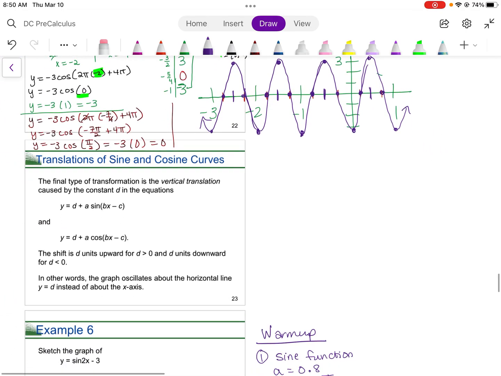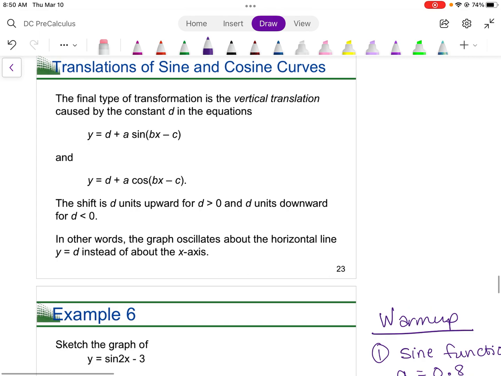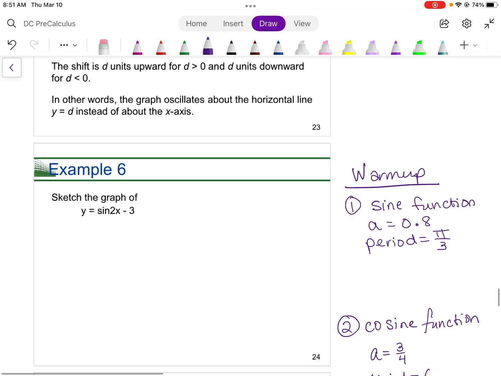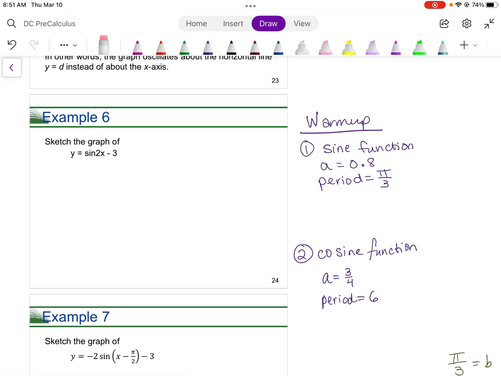All right, the next part of your notes, we're going to now reintroduce the D. D is your vertical shift. So the next set of graphs will be shifting these up, down, left, and right. Okay, let me erase this as an old warm-up.